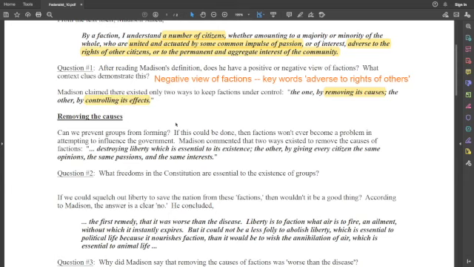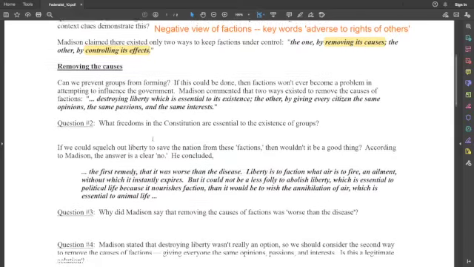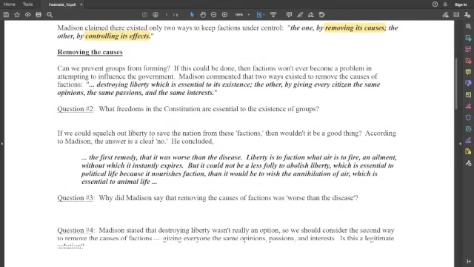Okay? Now, bless you. Removing the causes. Okay? James Madison said, we could simply get rid of the causes of factions. Can we prevent groups from forming? If this could be done, then factions won't ever be a problem because, if you prevent groups from forming at all, they can't try to influence the government. And Madison said there's two ways that exist to remove the causes of factions. One, you can destroy liberty. And two, by giving every citizen the same opinions, the same passions, the same interests.